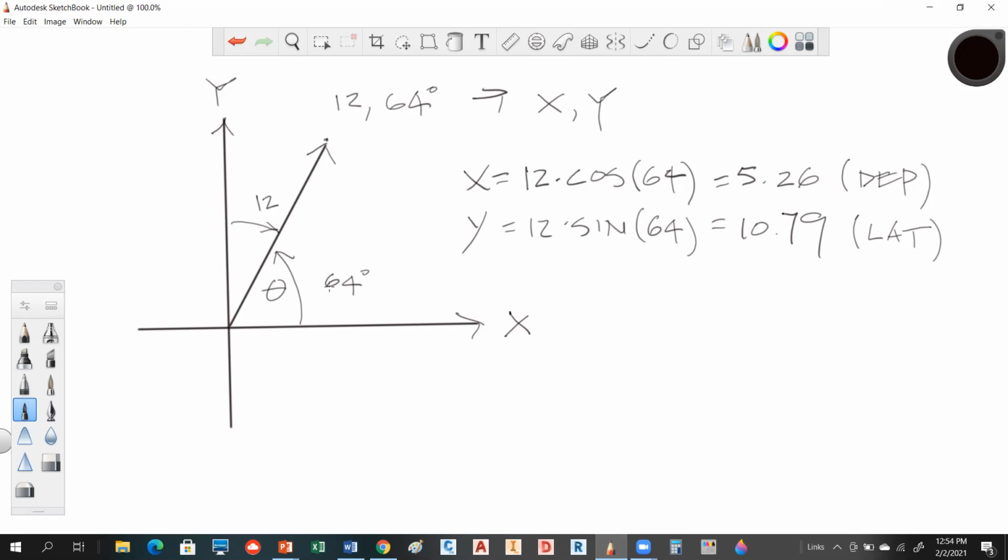Would you advise to do it like this and just remember to flip the two, or could we just use that other angle and then do it like we do normally with latitude and departure? Yeah, here's what I advise.